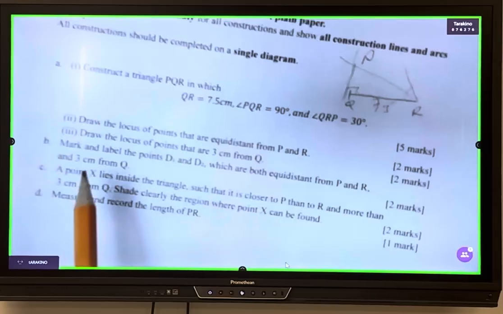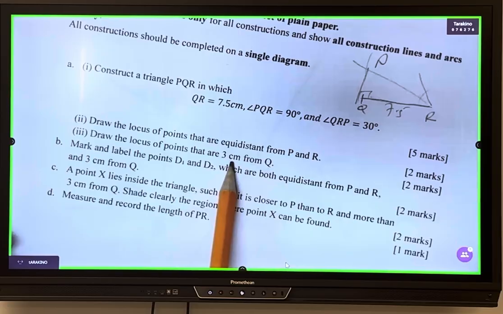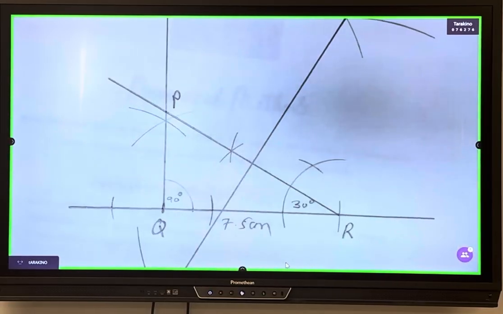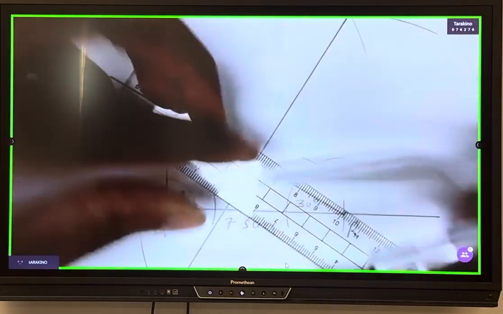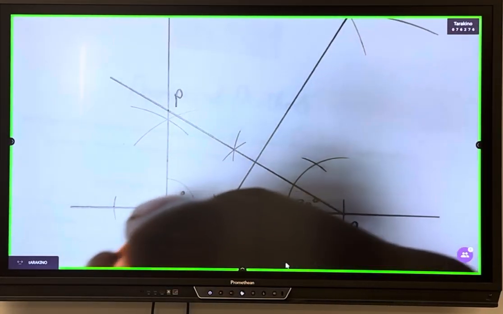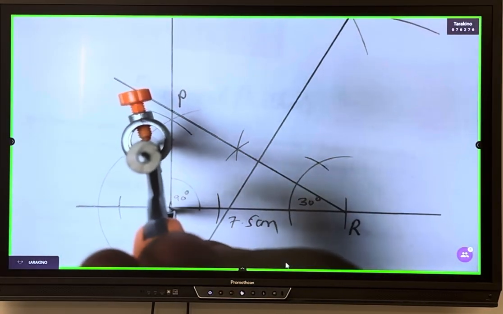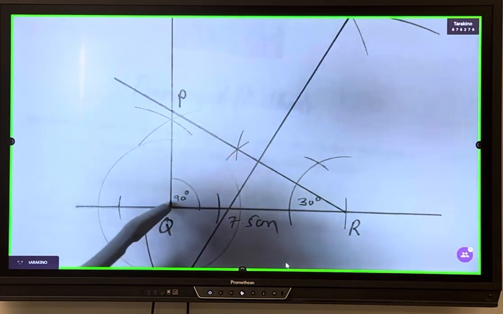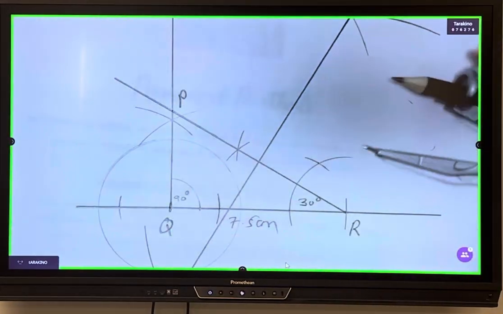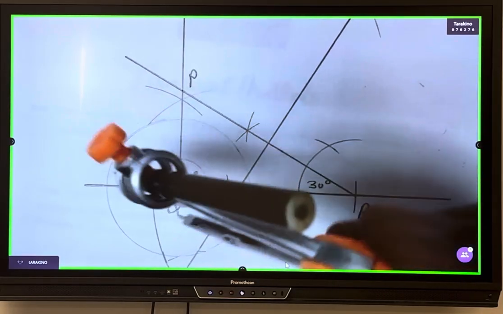Then another one is draw the locus of points 3 centimeters from Q. It's a circle of center Q with radius 3 centimeters. So I'll measure my 3 centimeters here. Then from Q, it is just a circle with that radius, so just construct your circle. All right, so it's this circle here. I have to get rid of this part here. So from there now I have my circle of that radius.